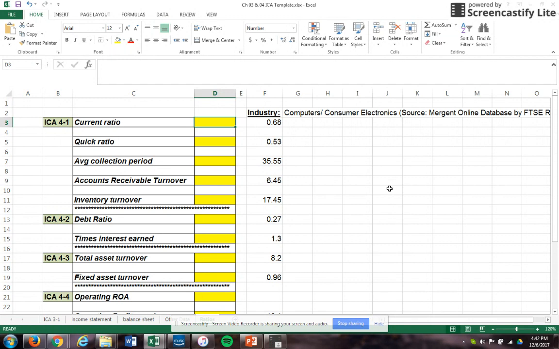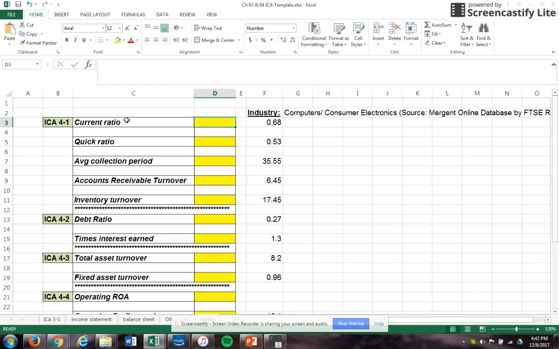So we're going to look at five generally accepted liquidity ratios, including current ratio, quick ratio, average collection period, accounts receivable turnover, and inventory turnover, and how to calculate those. So go ahead and download your ICA spreadsheet, and let's take a look at the first one here, current ratio. Current ratio is basically how well can the company pay its bills.